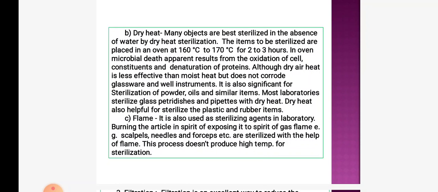Then flame is a useful sterilizing agent in the laboratory. It involves burning an article in spirit or exposing it to a spirit or gas flame. Scalpel, needle and forceps are sterilized with the help of flame. This process doesn't produce high temperature for sterilization.